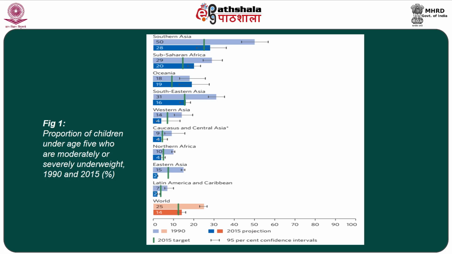It also gives us the differentials by region. We can see there is an increase in trend in reduction of underweight children from 1990 to 2015. Across the regions, there has been decline in the proportion of children below 5 who are moderately or severely underweight during the reference period of 1990 and 2015. In case of South Asia, the decline was from 50% to 28%. In case of Sub-Saharan Africa, the decline was from 29 to 20. Across the world, the decline was from 25% to 14%.